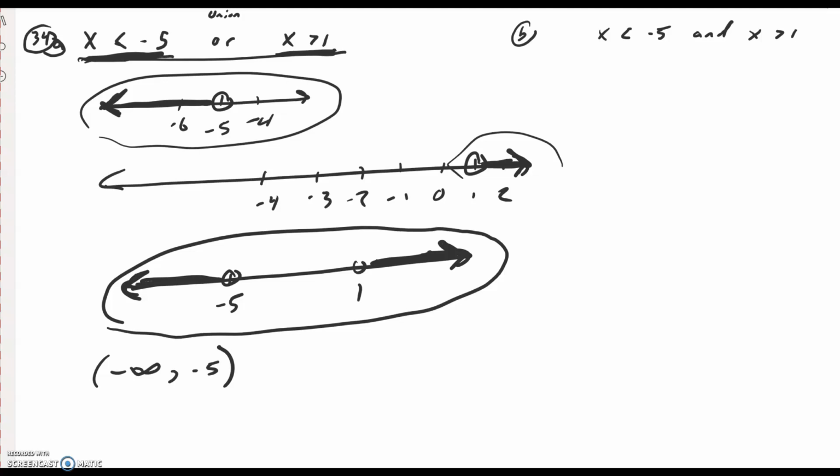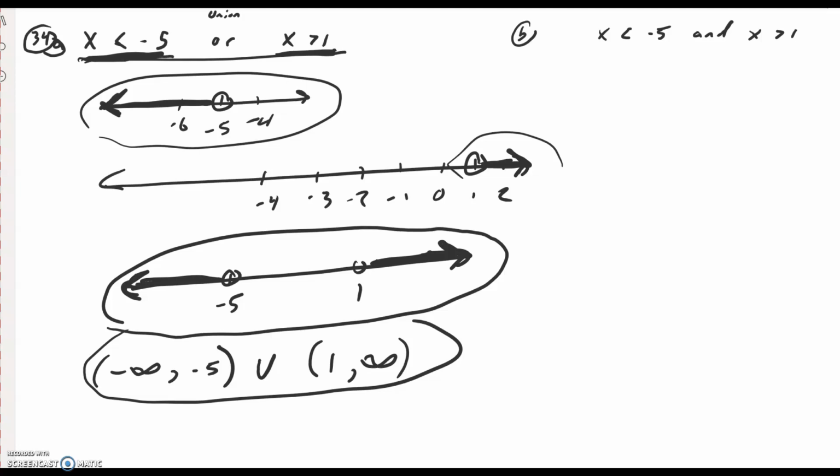And then we could put OR, but it's a union, so let's use the union symbol from the previous section, and then we have all the numbers starting at 1 but not including 1, so we use the parentheses, and then it goes right forever. So this would be interval notation for the same group. Now what happens if we do this problem instead?